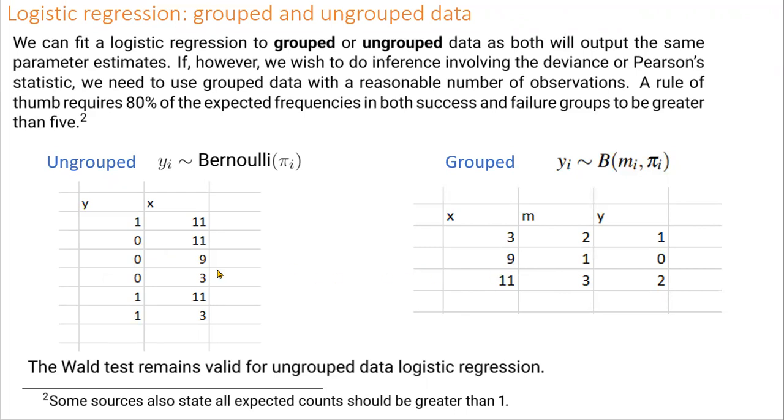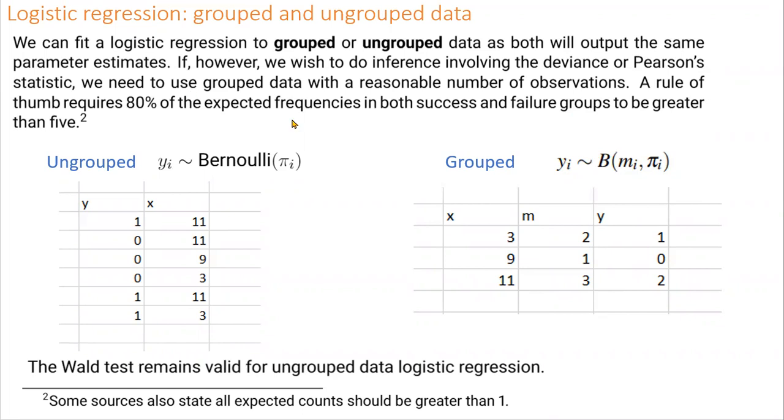Likewise, when x is equal to 9, there's only 1 of them, so let's just take x is 11. There are 3 of them, so m is 3, and out of the 3, how many are 1s? 1, 2, so there's 2. So in this case your y's are now binomial, where m is bigger than 1, it doesn't have to be 1. So these are binomial, and we can still use logistic regression. In fact, for hypothesis testing, it's better to run it as grouped if you can.